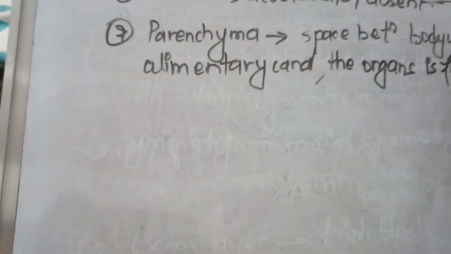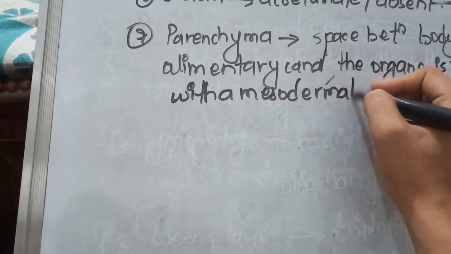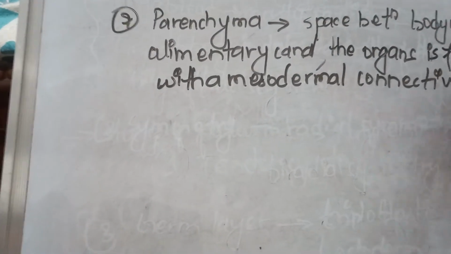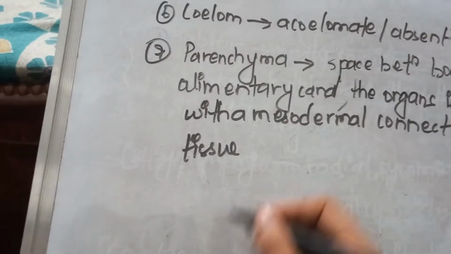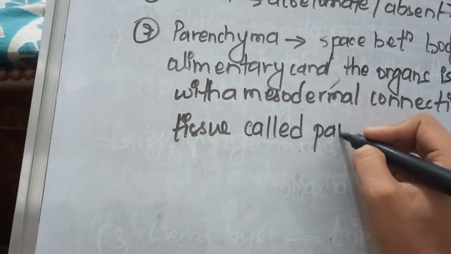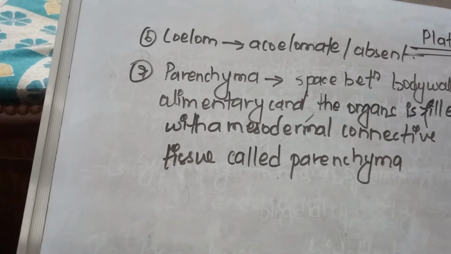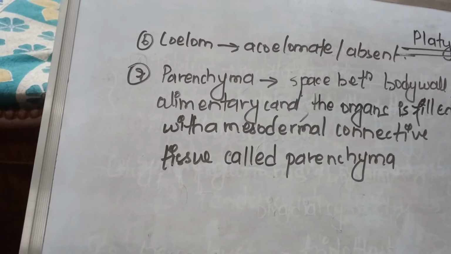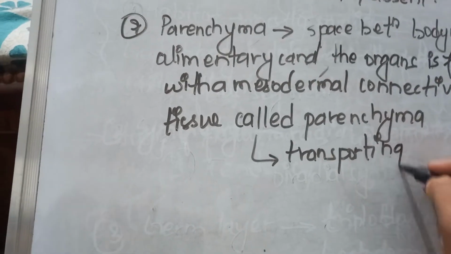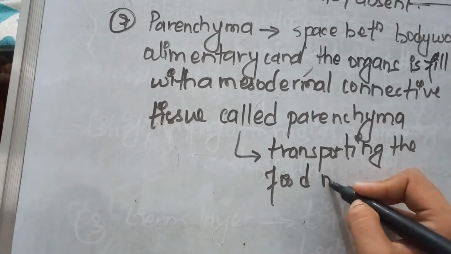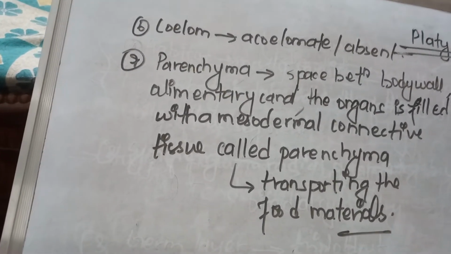is filled with mesodermal connective tissue called parenchyma. Mesodermal connective tissue called parenchyma. The main function of parenchyma is transporting the food materials. Transporting what? Transporting the food materials.